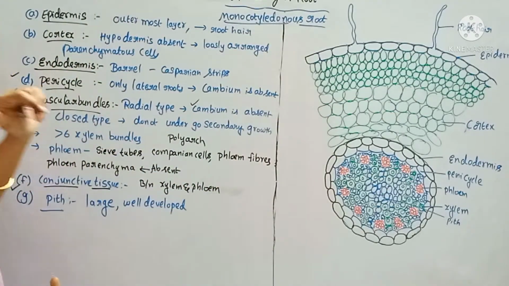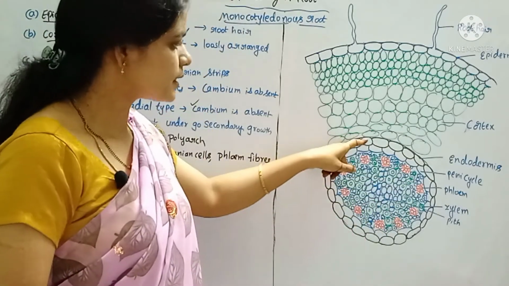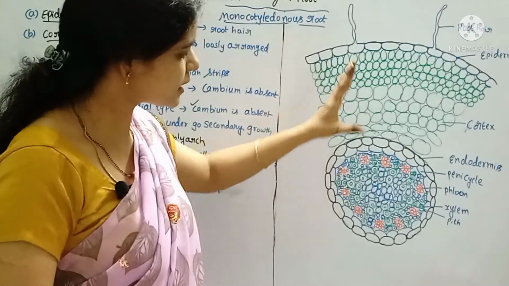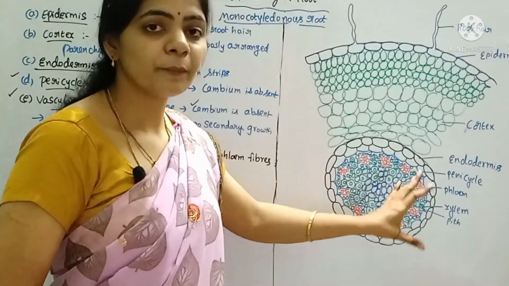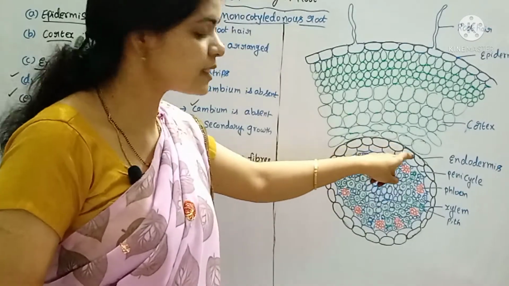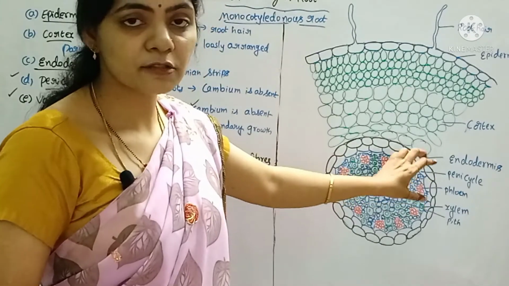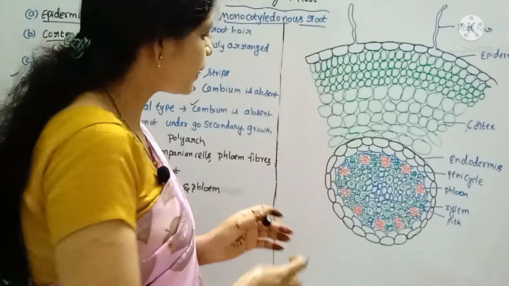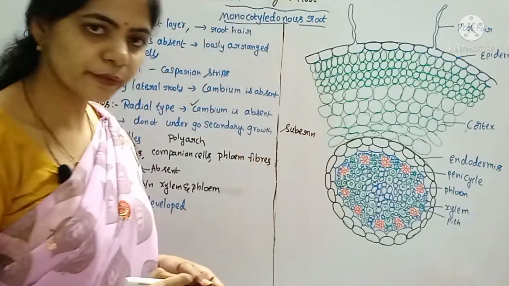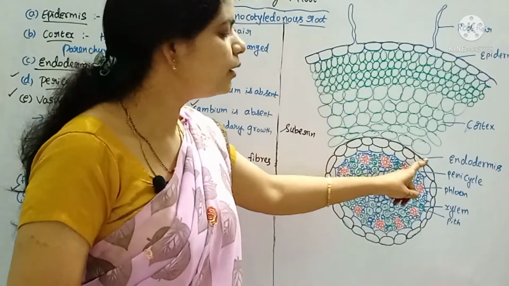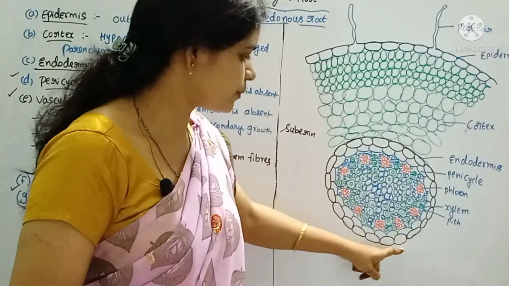And the next one is the endodermis. Next to the cortex is the endodermis. The endodermis is the junction between the cortex and the stele, right? Here the endodermis is a single layer made up of barrel shaped cells. They consist of the Casparian strips, which are made up of a waxy substance called suberin. Here also the endodermis consists of the waxy strips of suberin, which are otherwise called Casparian strips.